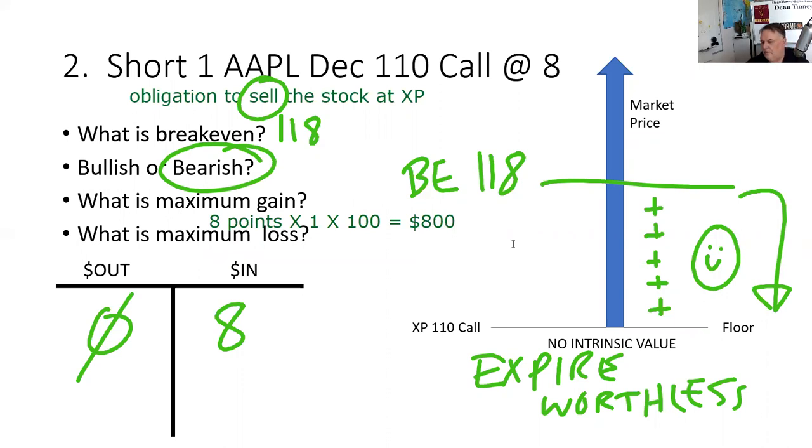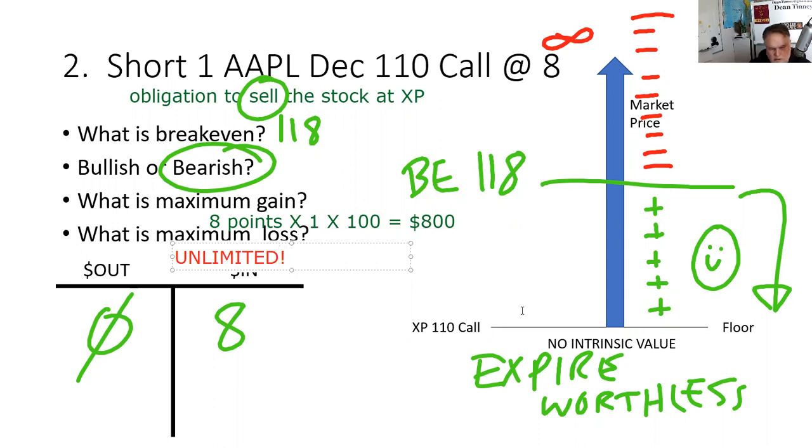And then maximum loss, guaranteed test question. If I'm wrong about this thing, oh my goodness, once Apple goes above my break even, I start to lose money. There's a finite supply of Apple, potential infinite demand. And so guaranteed test question, this thing has unlimited risk potential. When you agree to sell stock that you don't own, you have unlimited loss potential.